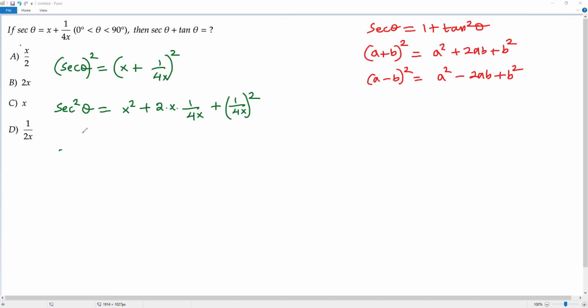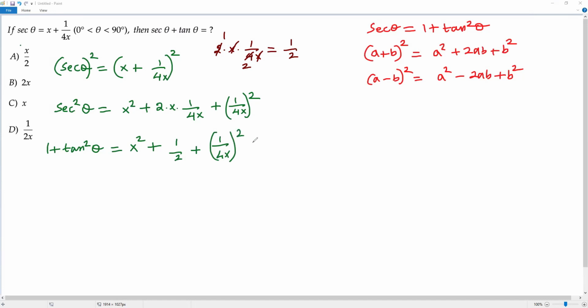For secant squared theta, we can write 1 + tangent squared theta according to the Pythagorean identity. Let me write 1 + tangent squared theta for this secant squared theta on the left side. On the right side, we have x squared +. Now let's simplify this part separately, that is 2 times x times 1/(4x). Here this x will cancel out. 2 goes into 2 one time, 2 goes into 4 two times. The simplification of this is 1/2. So the simplification of this is x squared + 1/2 + (1/(4x)) squared.